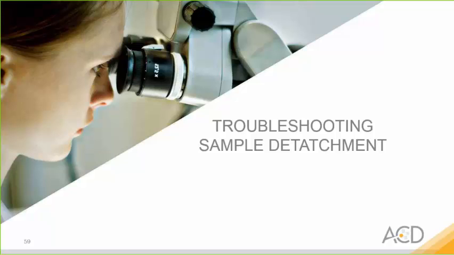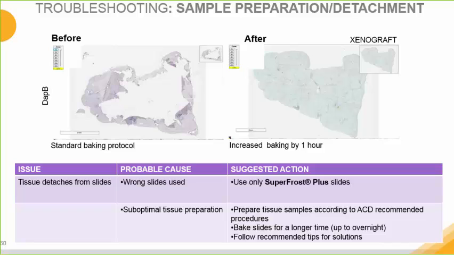Okay, so another common problem, particularly for fixed frozen tissue, is sample detachment. In general, we recommend using Superfrost Plus slides to ensure optimal sample adherence. So if you observe tissue detachment, the likely causes are listed here. We have found that adding an additional baking step can often solve this problem. So I will review the additional baking steps incorporated for FFPE and fixed frozen samples, but these apply to all assay types.